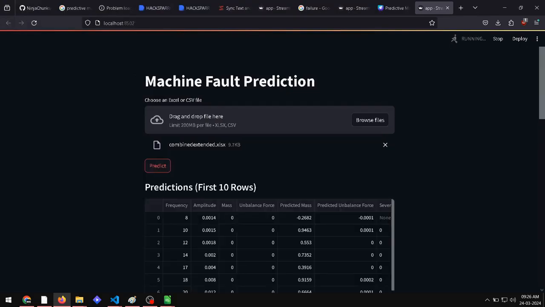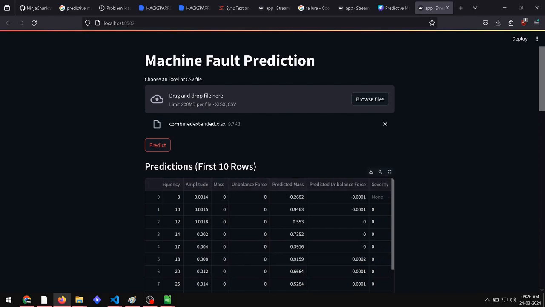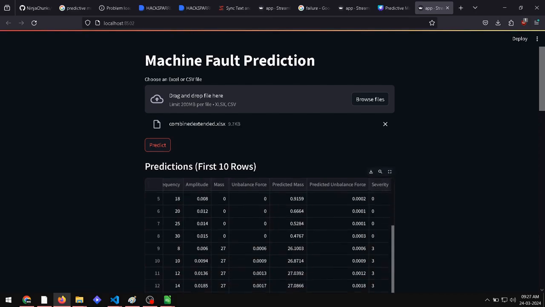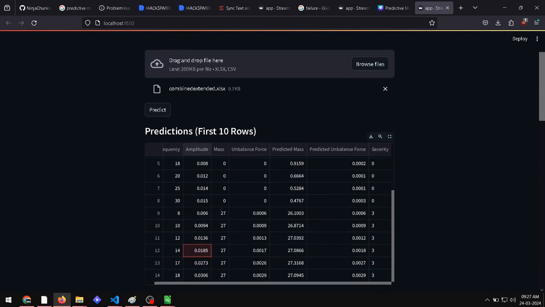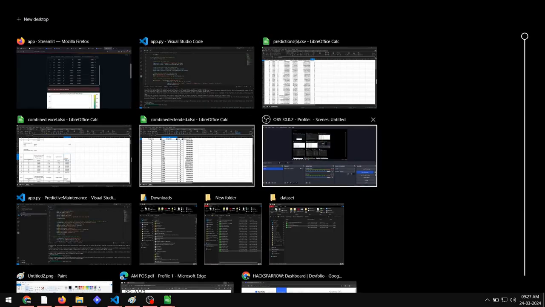Now I will predict. As you can see, I have uploaded the readings for the frequency and the amplitude. For the frequency and amplitude, it has predicted the unbalanced force, the mass, and the severity. As you can see, for frequency 14 Hz and amplitude 0.01, the problem is very severe. So if this frequency and this amplitude occur, then we should stop the use of this machine. This is giving a message that the machine needs to be fixed.